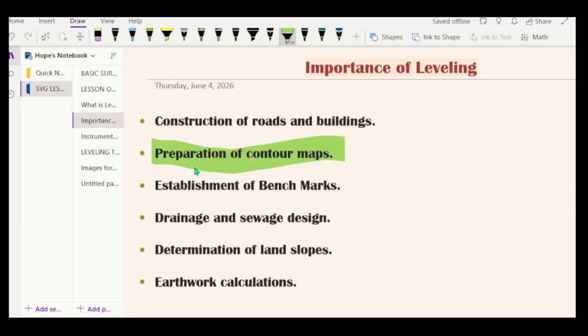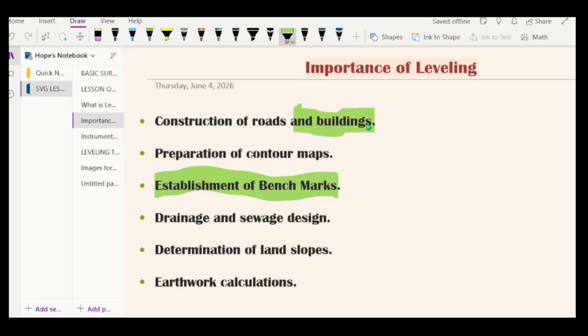So the next one we're going to be looking at is the establishment of benchmarks. Like I said earlier, during a building construction, we usually establish what we call benchmarks. A benchmark is a known point. It's a point on the site with a known elevation from the sea surface. That's what a benchmark is. When we are defining leveling terms, I will go deeper on this particular heading.